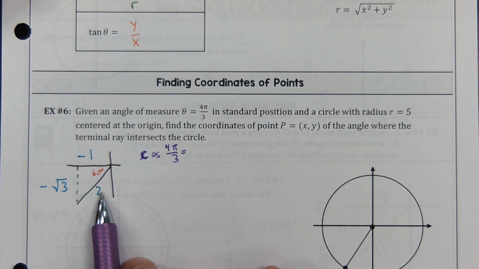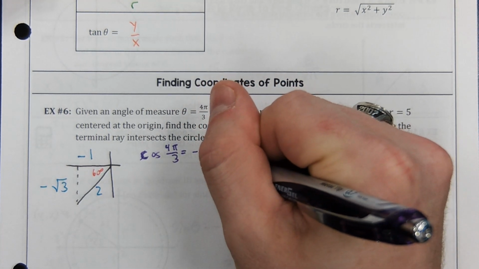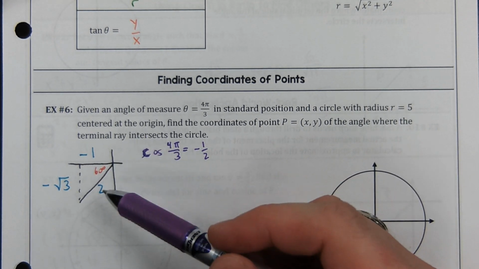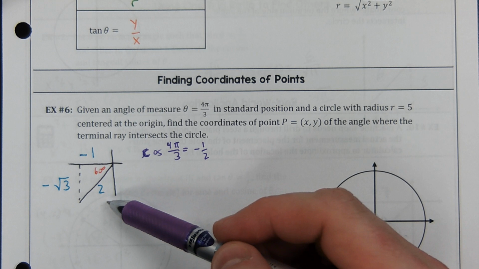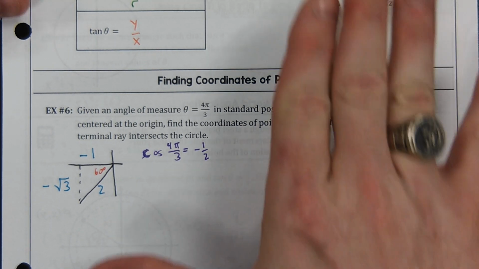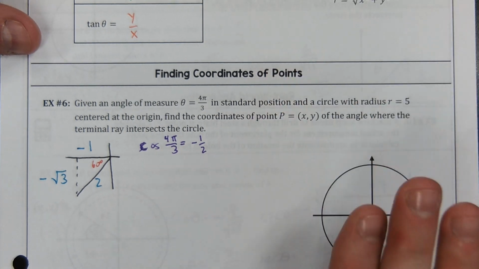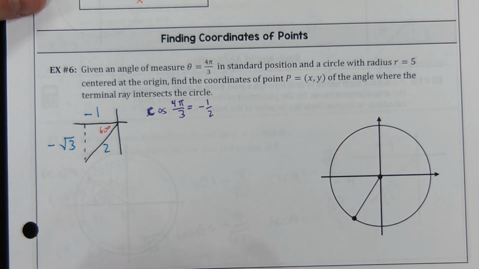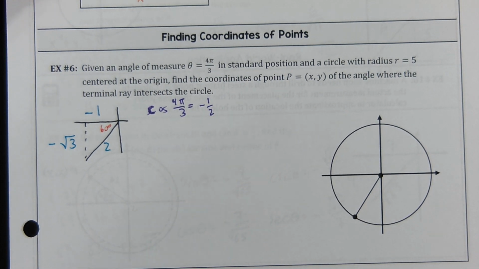Negative 1 over 2. It's x over r of the reference triangle. So I'm not saying the radius of the circle that I'm working with. We haven't even read ahead for that, which is what's going on over here. I'm just drawing a 30, 60, 90 right triangle so I can evaluate cosine at 4 pi over 3.